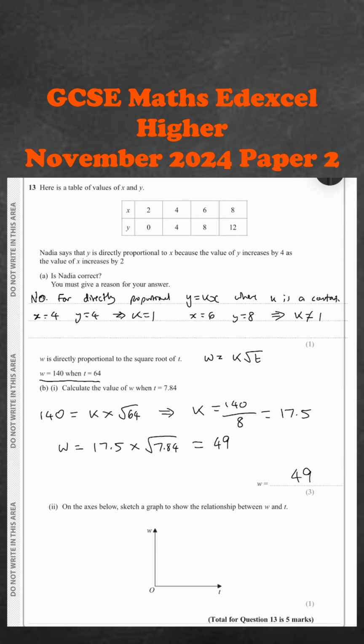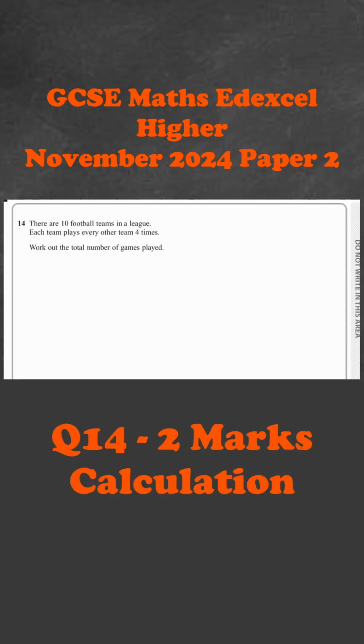And the second part of part B, on the axis below, sketch a graph to show the relationship between w and t. This will be a straight line, and it will go through 0, 0, as it's directly proportional. Do that with a ruler in your exam. And we're done.